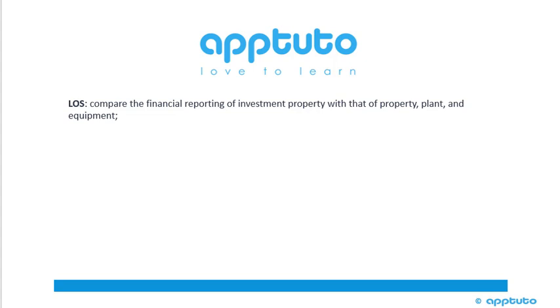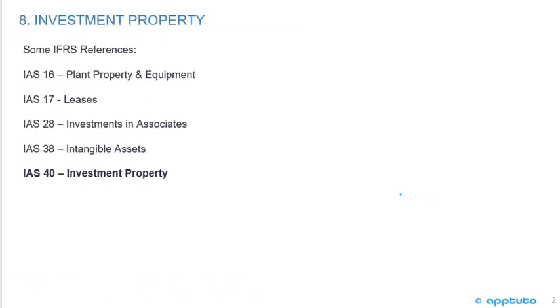This LOS is to compare the financial reporting of investment property with that of property, plant, and equipment. Investment property. The first thing to point out is that investment property is a classification under IFRS. Under US GAAP, there is not a special classification for investment property.